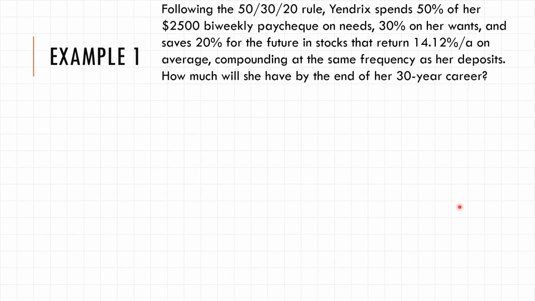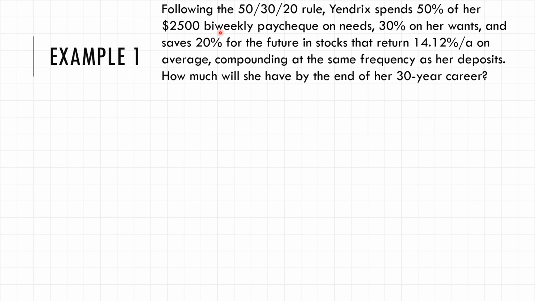For example, in this situation, Yendrix is following something called the 50-30-20 rule. That tells you to spend 50% of your paycheck on the things that you need, 30% on the things that you want, and 20% just save it for the future. So that's what Yendrix does. Her paycheck, which is biweekly, is $2,500, and she spends 50% of that on her needs. She spends 30% on the things that she wants, and she saves 20% for the future.